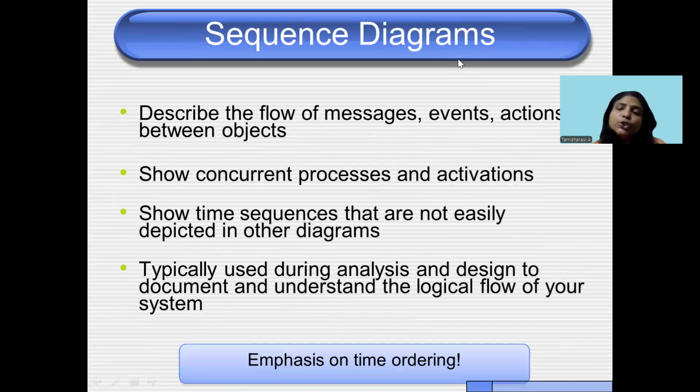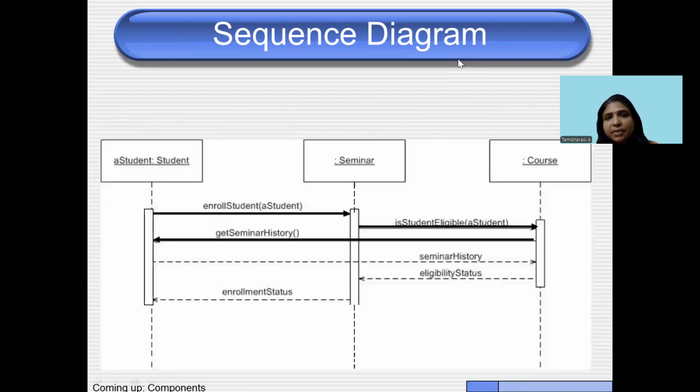This shows you the flow of messages, events, and actions between the objects. That is what we call a sequence diagram. It shows concurrent processes and activations. It also shows time sequences that are not easily depicted in other UML diagrams. Typically this is used during analysis and design to document and understand the logical flow of your system.